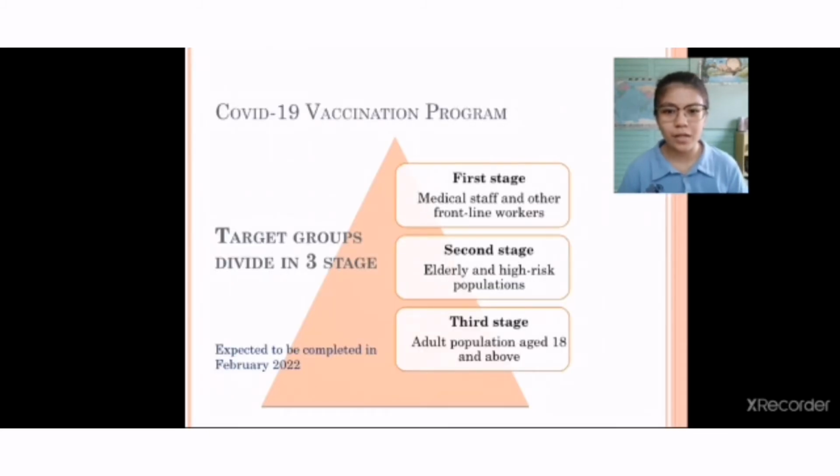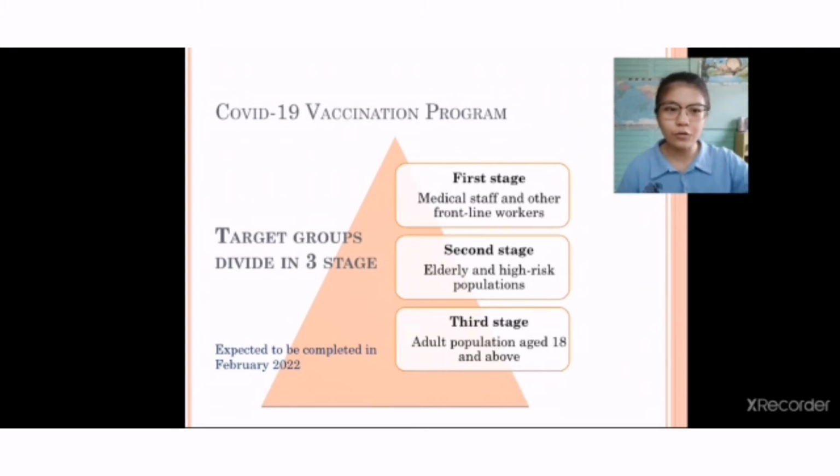According to the plans, vaccinations will be carried out in 3 stages. The first stage is for medical staff and other frontline workers in pandemic prevention and control. The second stage is for the elderly and high-risk populations, and the third stage is expanded to adult populations aged 18 and above. This plan is expected to be completed in February 2022.